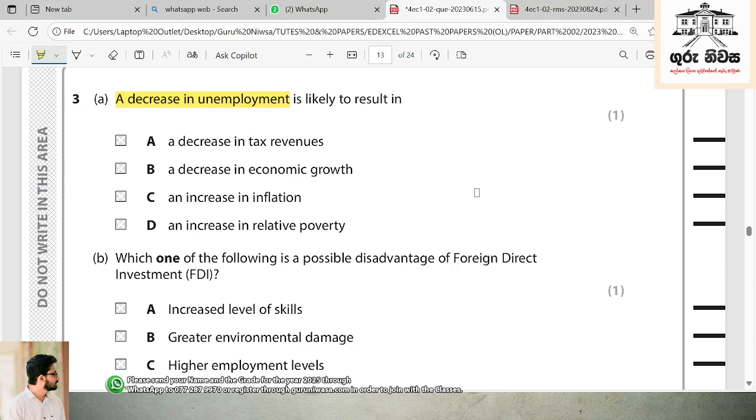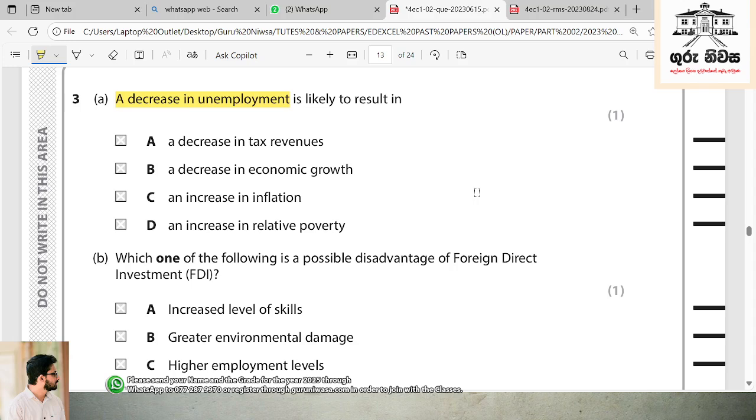Okay, a decrease in unemployment. Now people have jobs, so they earn more. So then I think the answer is C. Which, what does relative poverty mean? An increase in relative poverty, an increase in inflation, a decrease in tax revenue. What does relative poverty mean? How to say relative poverty.